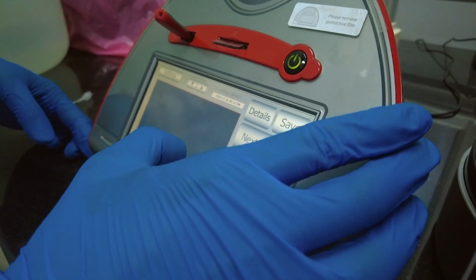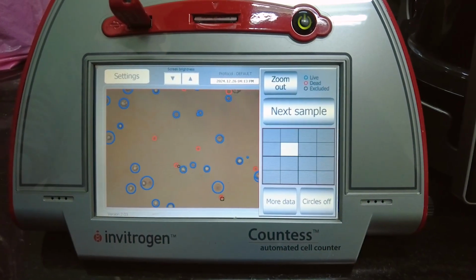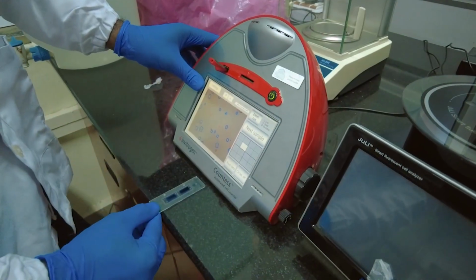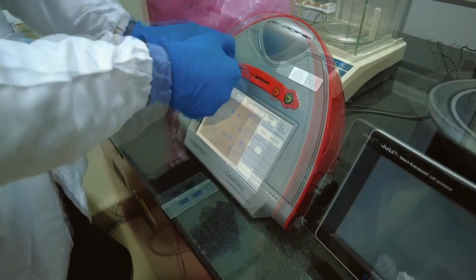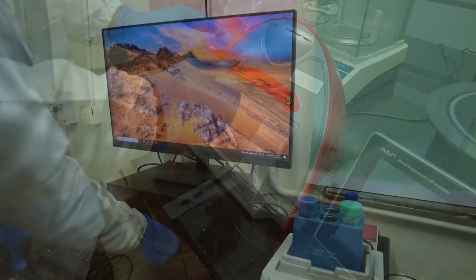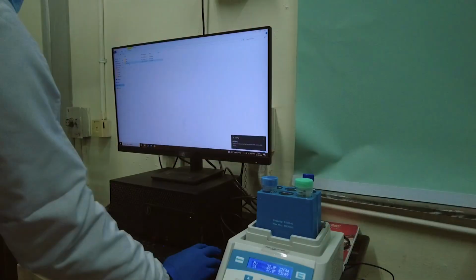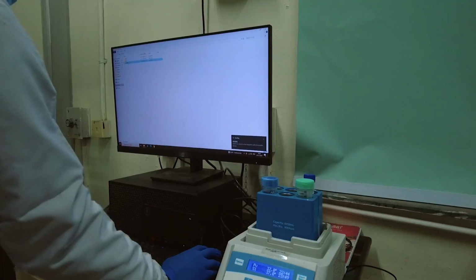Once the count is complete, save the data to an external disk. And open it on the monitor to view the exact cell count.